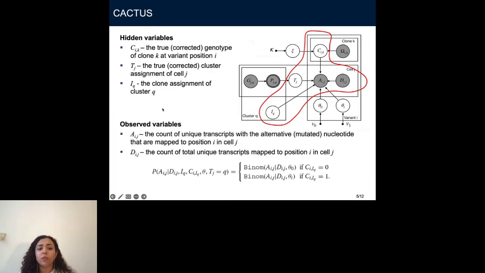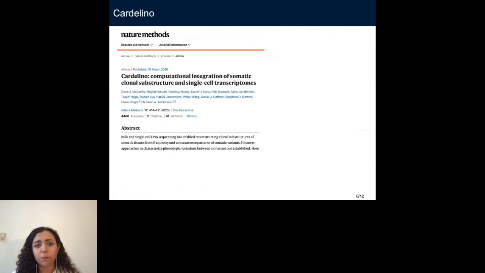Also, we have two important observed variables here, A_ij and D_ij, which are corresponding to the alternative read counts and total read counts. And for A_ij, we consider binomial distribution because it's natural that when we have total read counts and we select some of them as alternative read counts, we can consider binomial distribution for that. Of course, we have some probability as well, which is theta here. And we used Gibbs sampler for parameter estimation.